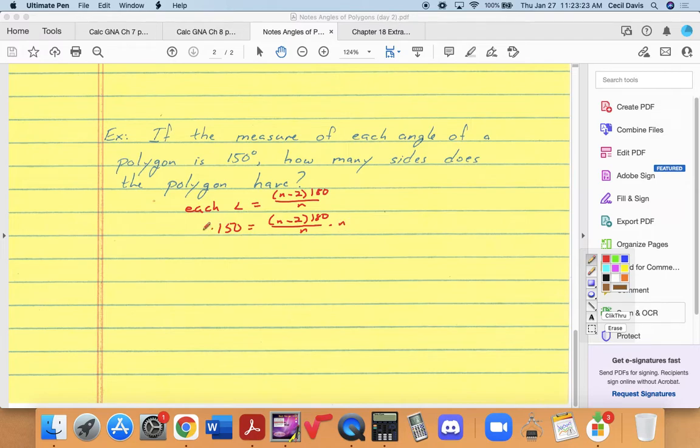Multiply both sides by n again to get rid of the fraction. And I have 150n is equal to, now on this one, if I try to divide both sides by 180, I'm going to get something much less than a whole number over here, right? I know that n's going to come out to be a whole number, so you could do that. It's just harder. So I'm going to go ahead and distribute the 180. It'd be 180n minus 360. Subtracting 180n from both sides, we get negative 30n is equal to negative 360. Dividing, we get n is equal to 12.